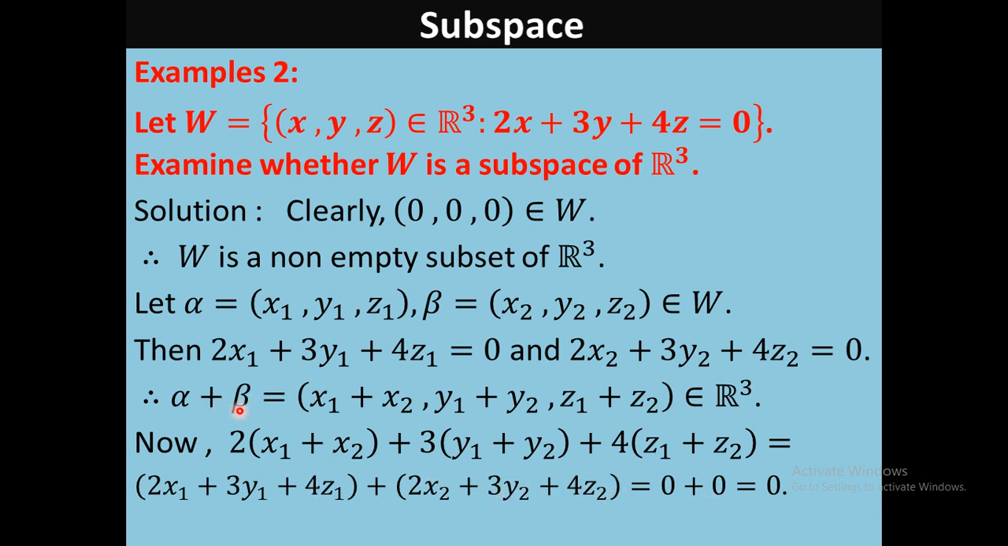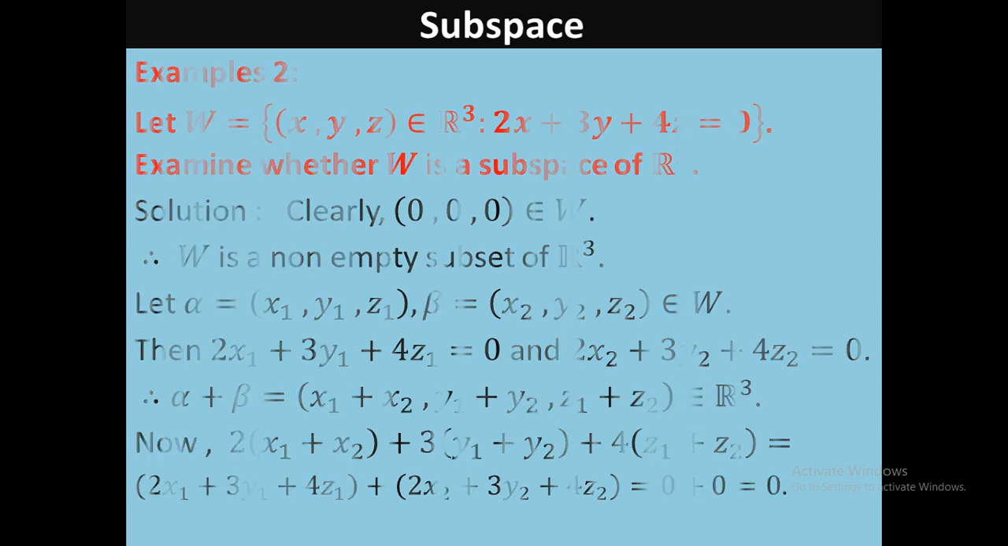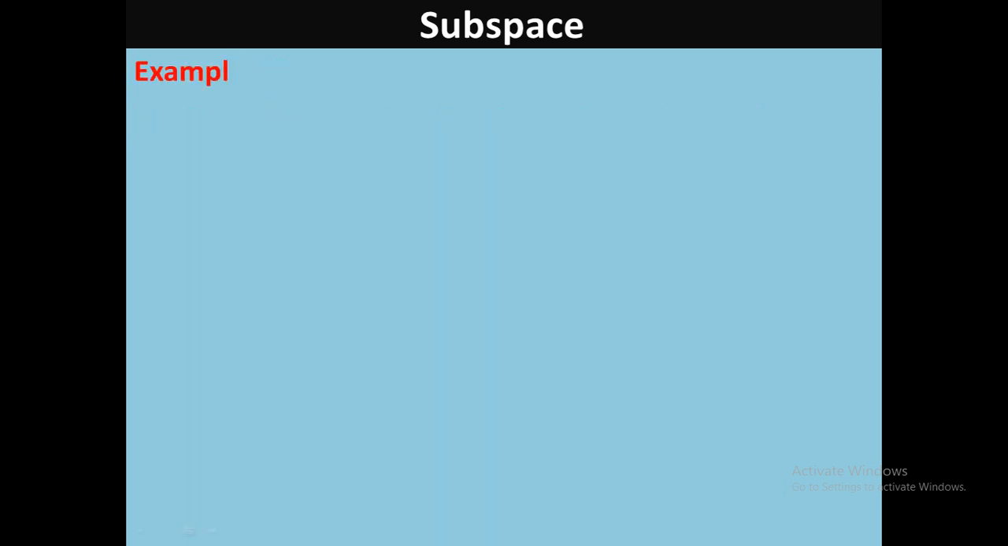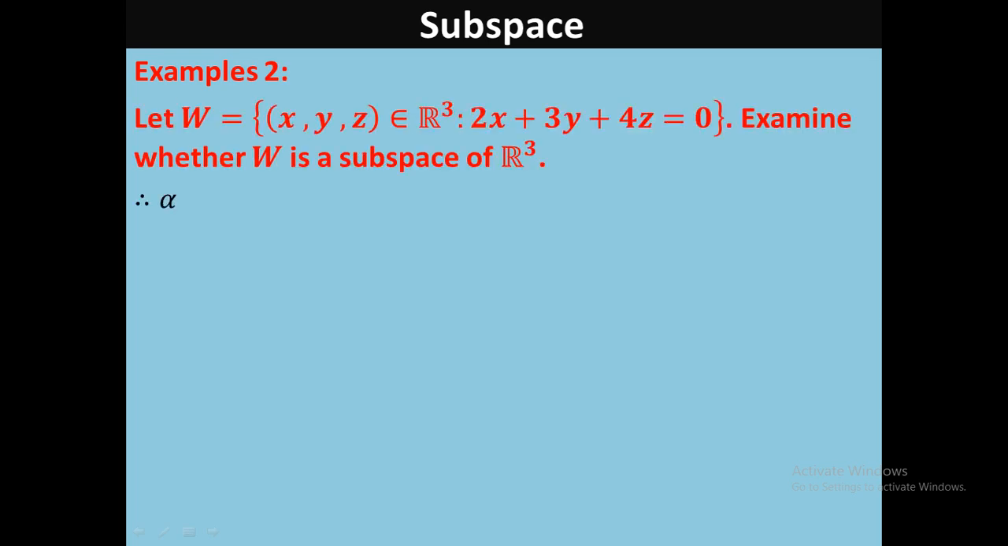So here in alpha plus beta, 2 into the first component plus 3 into the second component and 4 into the third component is equal to 0. So alpha plus beta is in W. Okay, this was the problem. Thus alpha in W and beta in W implies that alpha plus beta is in W. Now we have to check the second condition.